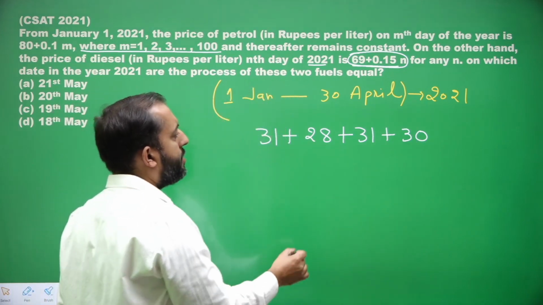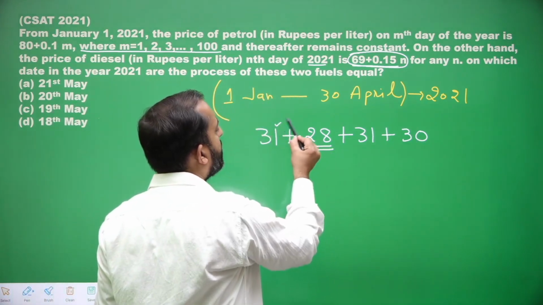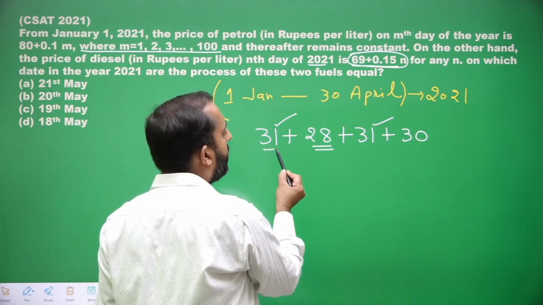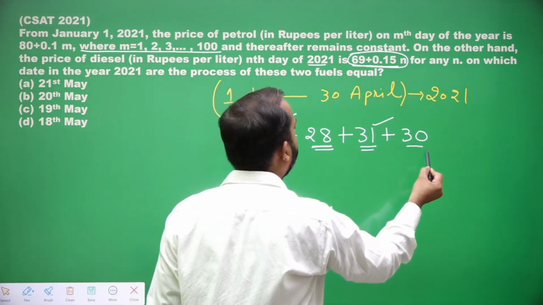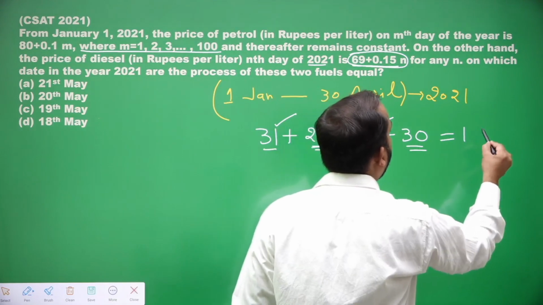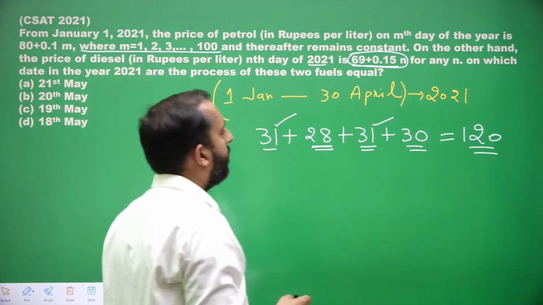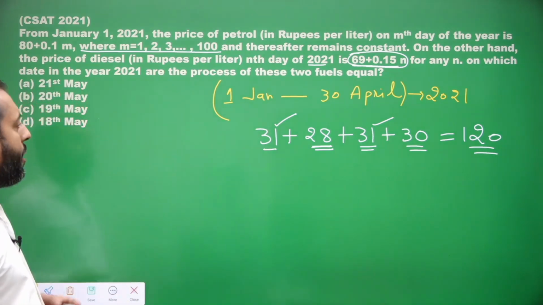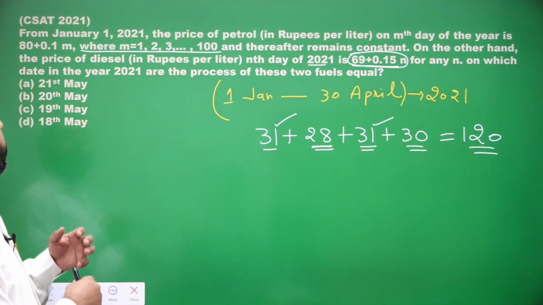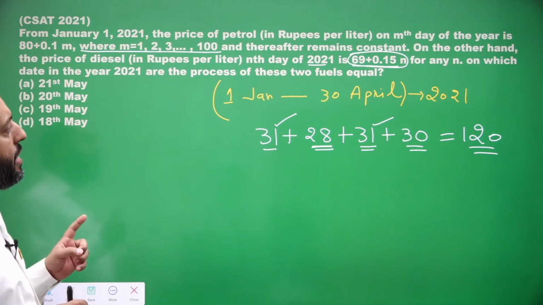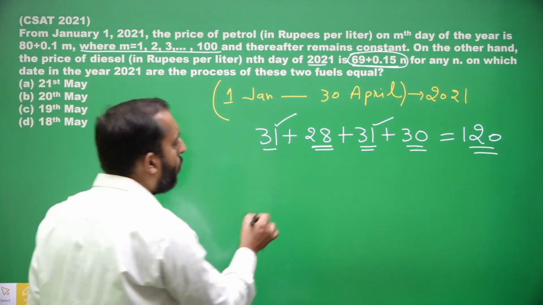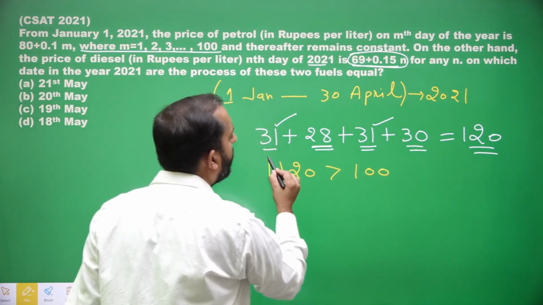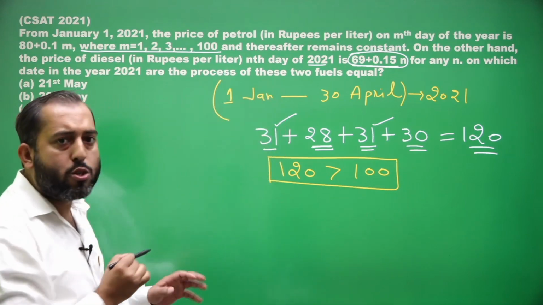If you add them, see, 28 plus 1, 29 plus 1, 30. So 30 plus 30 plus 30 plus 30 becomes 120. Okay. Now, till 30th April, how many days are there? 120 days are there. I know 120 is more than 100.